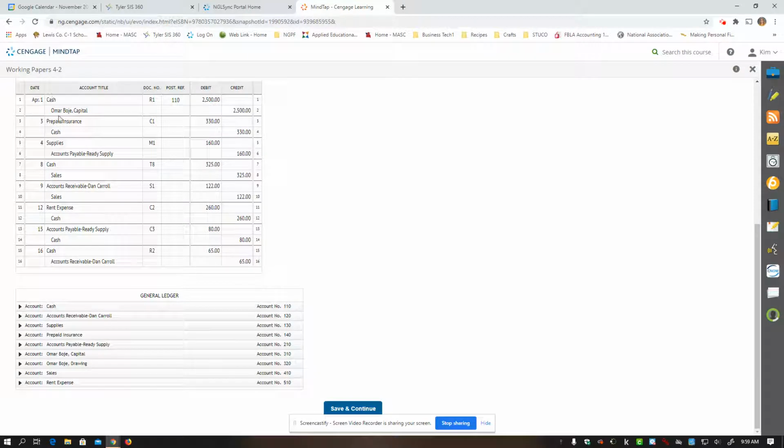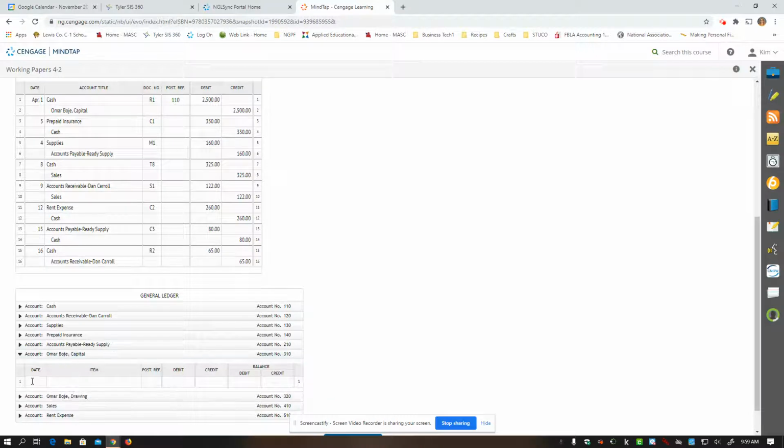So next we go to Omar Bo Capital. Nope, that was drawing capital. Date still is April 1st. Nothing in item. General journal, page 1, G1. A credit of $2,500.